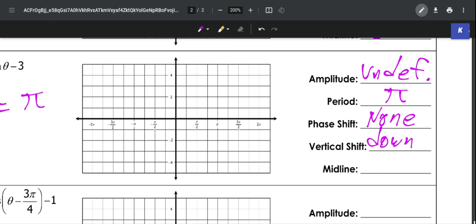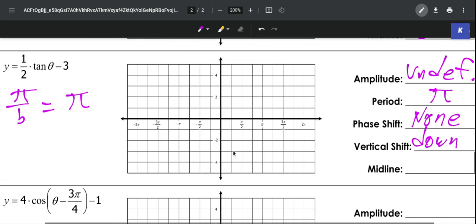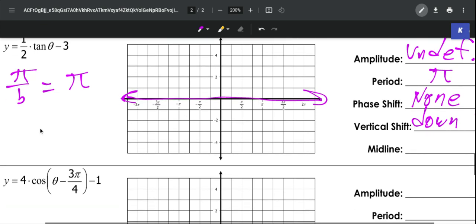So we're going to go down 3. And that creates a new midline. So another way to look at this is our first midline, or our first horizontal axis, is always the x-axis. And essentially we're taking that and moving it down 3. So now our new horizontal axis is right here at y is equal to negative 3.